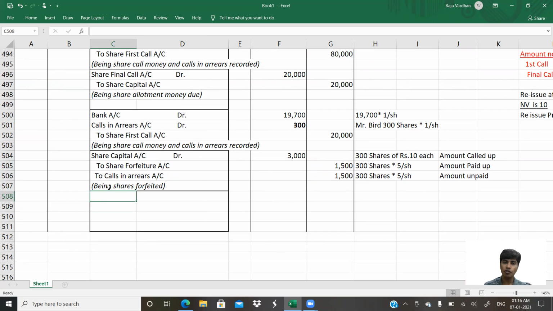Next, once these shares are forfeited, what are we doing? We're reissuing these shares. So bank account debit. How many shares are issued? 300 shares. At what price? 300 shares at rupees 8 per share. I told you reissue at 2 rupees discount, 10 rupees share at 2 rupees discount becomes 8 rupees. So how much is that? That, my friends, is 300 into 8. That is 2400. Next, there is discount against this share. That discount I'll not write share discount account. I will be adjusting it against share forfeiture account.